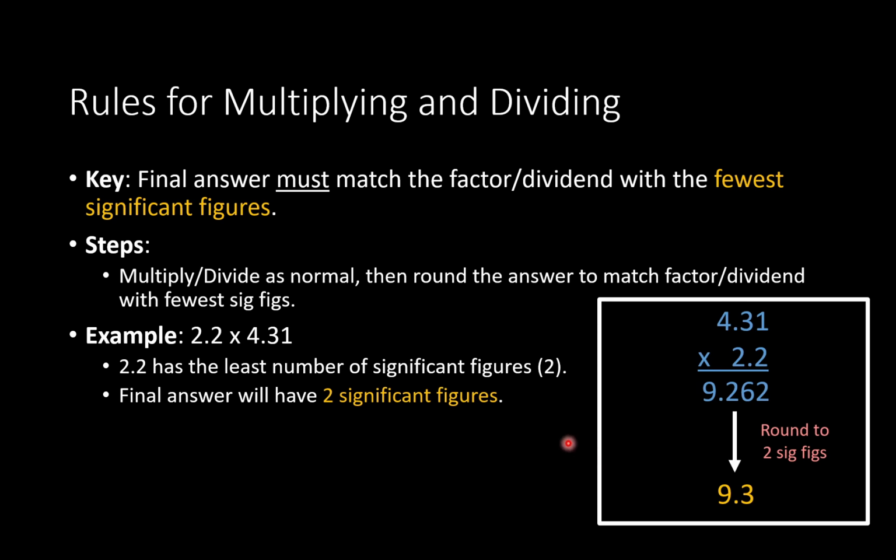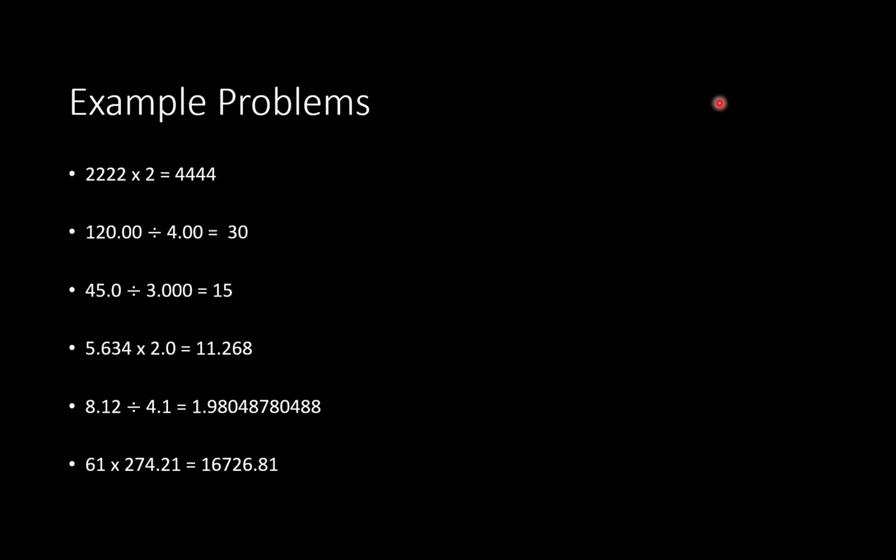I want to stress to please do the calculation first and then apply the correct number of significant figures. Now that we have a solid understanding of this concept, let's do some practice problems. For the first problem, we have 2,222 times 2. 2 only has one significant figure, while 2,222 has 4 significant figures. Therefore, the final answer must have one significant figure.